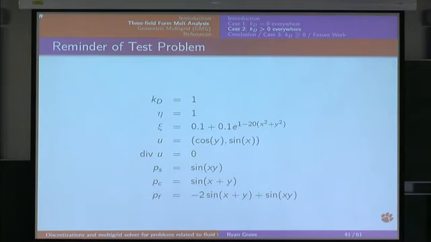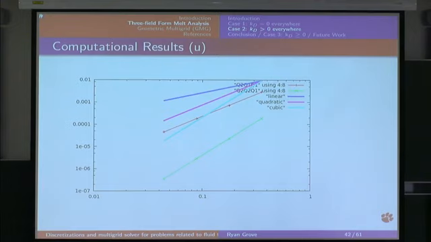Alright, so this is just a reminder of the test problem in case you forgot. So for these ones, we decided to take KD equal 1. Alright, so let's look at our computational results for U. Using Q2, Q1, Q1 elements, we're able to see quadratic convergence. And using Q2, Q2, Q1, we're able to see cubic.